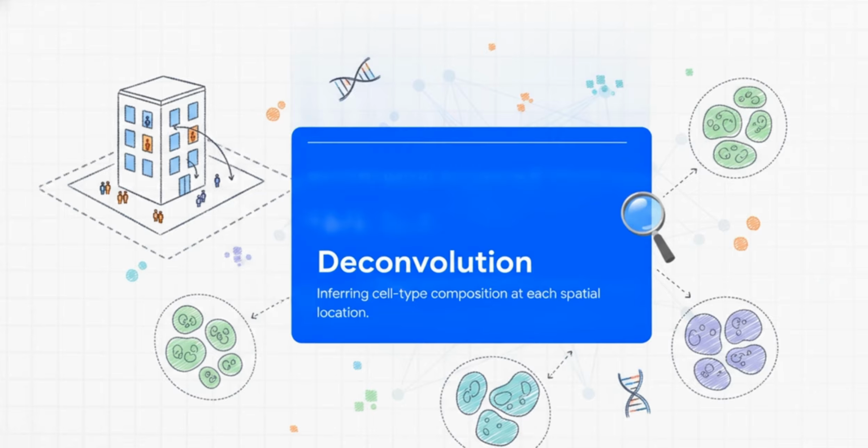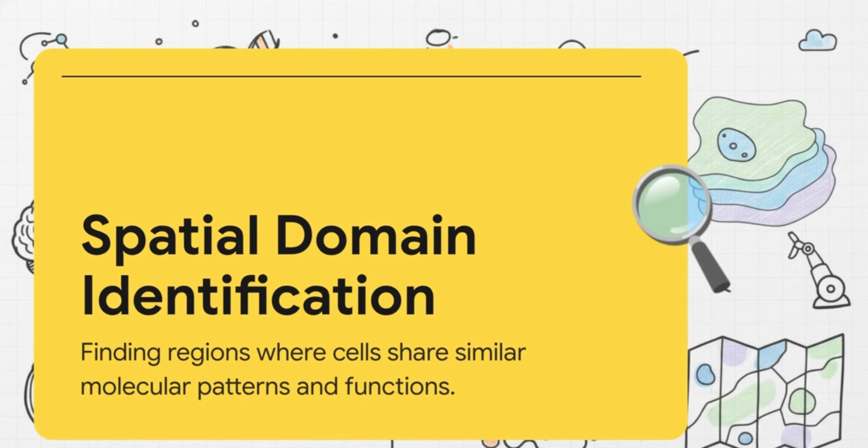Algorithms have to mathematically untangle this mixture to infer the exact cell type composition at each tiny spatial location, and they often use single-cell RNA sequencing data as a reference point to do it. Then we have spatial domain identification. Once we know who lives where, we literally have to draw the neighborhood boundaries on our map. Spatial domains are contiguous regions in the tissue where cells share similar molecular patterns and jobs. By identifying these, we can map out critical biological microenvironments.